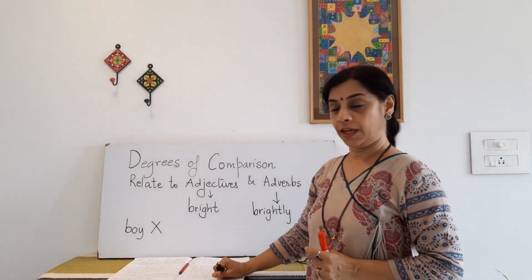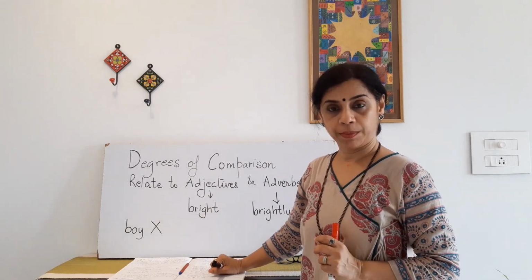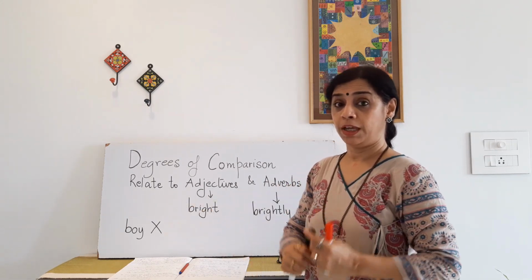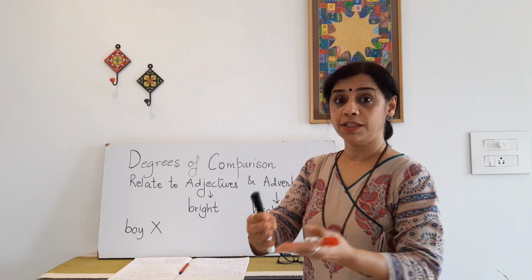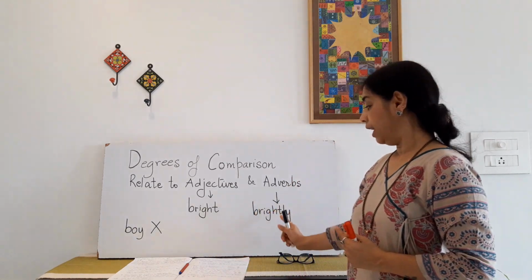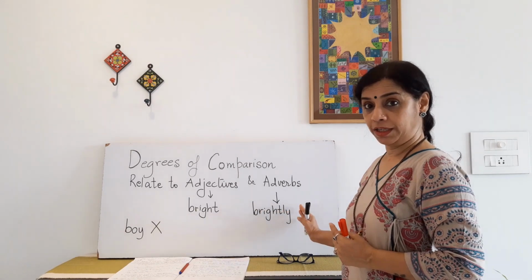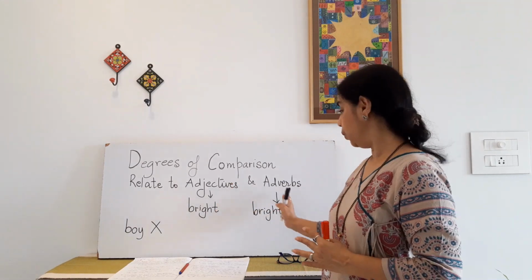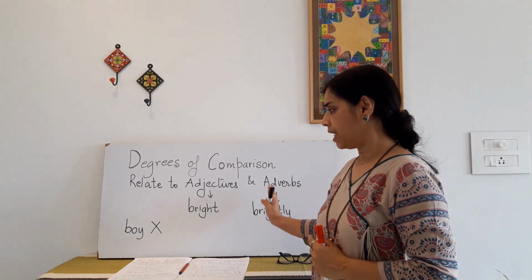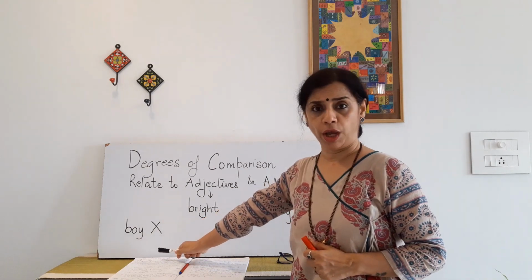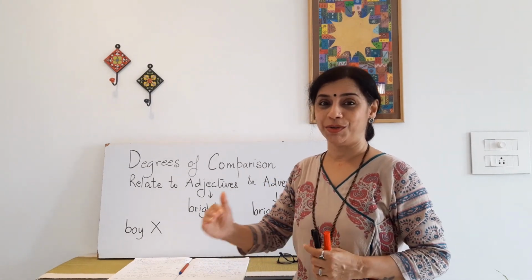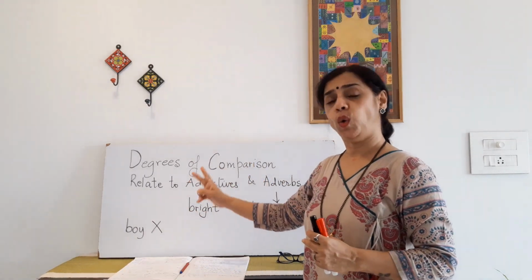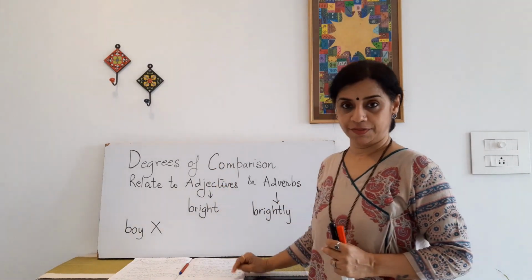For example, if you say a bright boy, you can say Ram is brighter than Sham and Suraj is the brightest in the class. An adverb, the sun shone brightly, more brightly, most brightly. These are the words which go with adverbs. But if you take a noun, boy, you cannot change it into degrees of comparison. So, degrees of comparison pertain only to adverbs and adjectives.